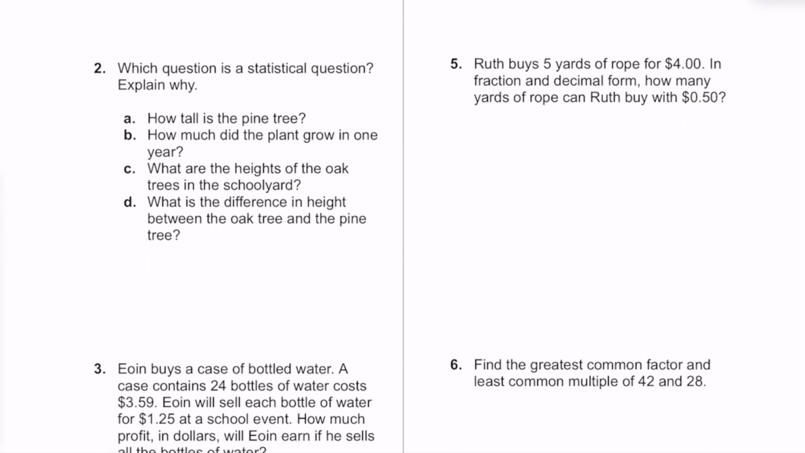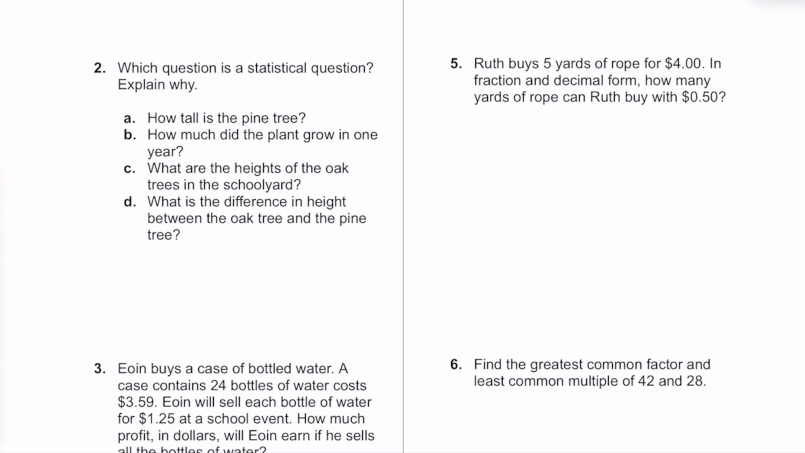Here is number 2. For number 2, it says, which question is a statistical question? Explain why. So a statistical question is a question where we can collect varying data. So we can collect data based on some different information, maybe from different people or different instances. And so if we can only collect one piece of information and it can't change, then that is not a statistical question.